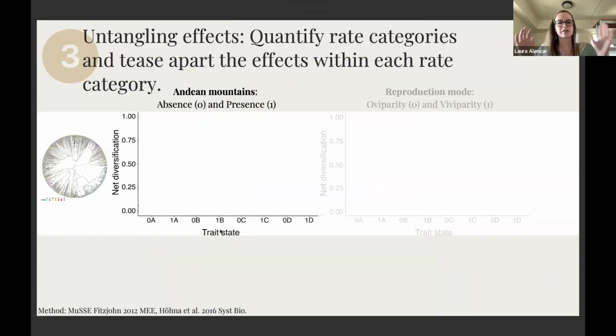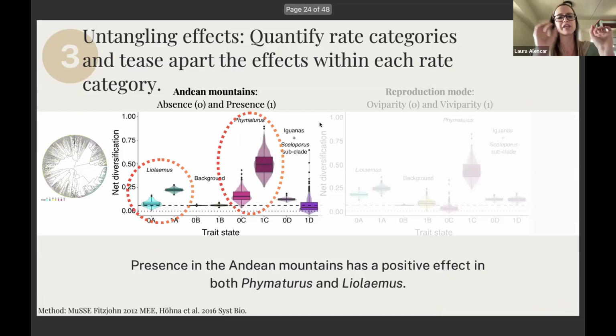So the next step, we wanted to explicitly compare the rates between the lineages that are present and absent in the Andean mountains, and also between those lineages that are oviparous and viviparous within each of those rate categories. Just to make this plot a little bit clearer, each pair of box plots represents one of these rate comparisons within each of the rate categories. So in the first analysis, comparing presence and absence in the Andean mountains, the results suggest that there is a positive effect of being in the Andean mountains in Liolaemus and in Phymaturus.